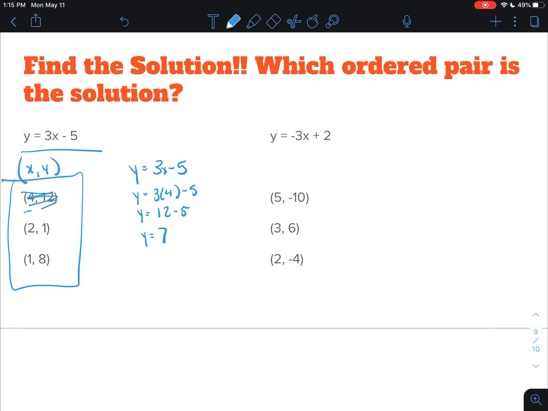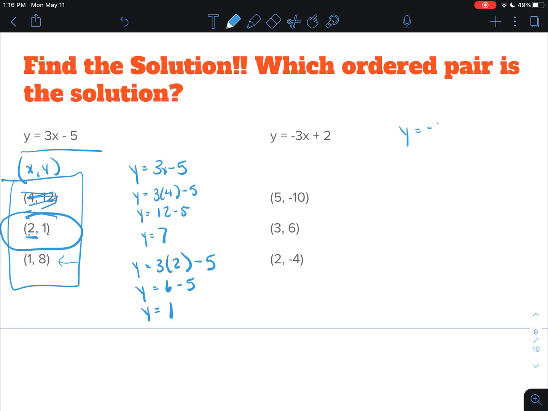But it has 12 here, so that's not the solution. So then try the next one. So if x would be 2, y equals 3 times 2 minus 5. y equals 6 minus 5. y equals 1. Woo, yeah! If I put 2 in for x, I do get the output, or y, 1. You should check the third one just to be safe. I'm not going to do it for time's sake.